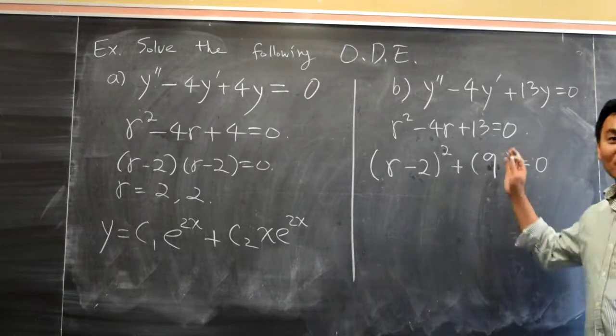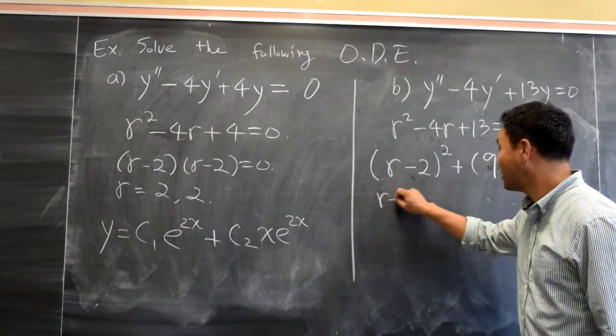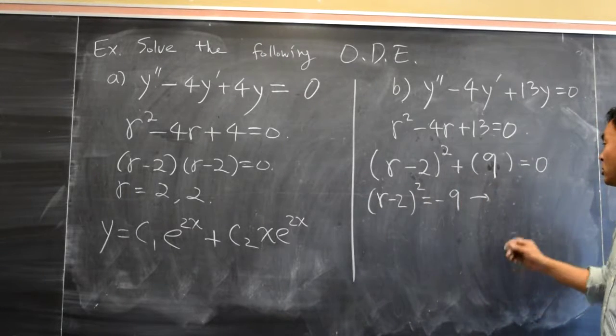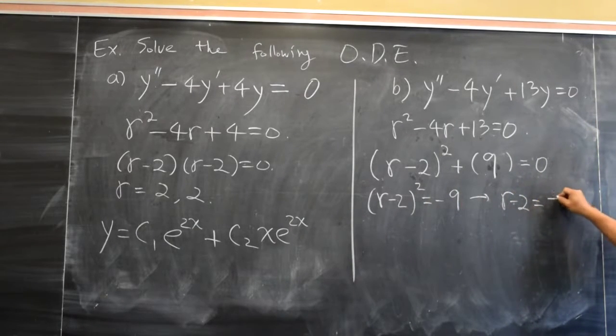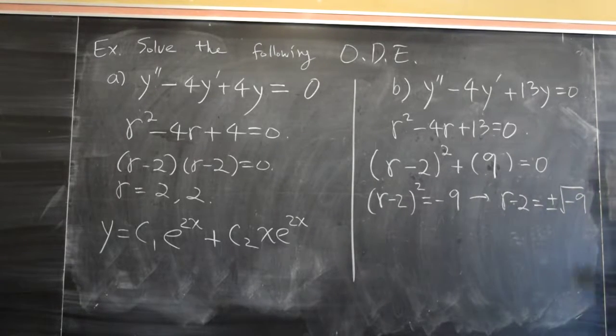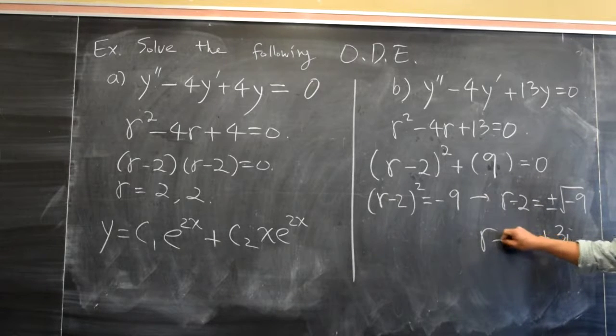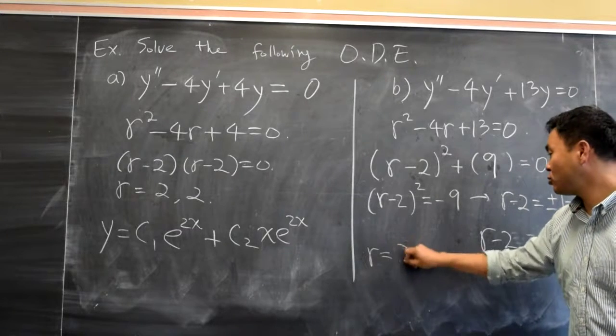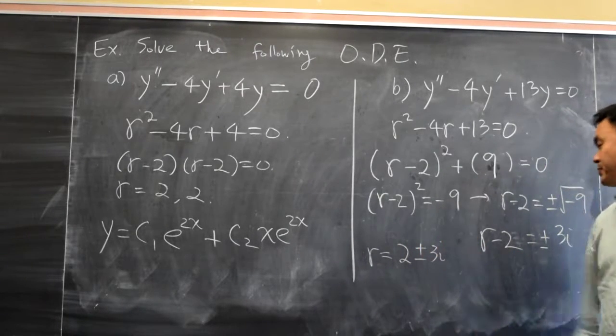So you do this. Put the 9 to the other side. And then you can take the square root, so you get r minus 2 equals plus or minus square root of negative 9. What is the square root of negative 9? Square root of 9 is 3. And the square root of negative 1 is i. So you have plus or minus 3i. r minus 2 will be plus or minus 3i. And therefore r will be 2 plus or minus 3i.